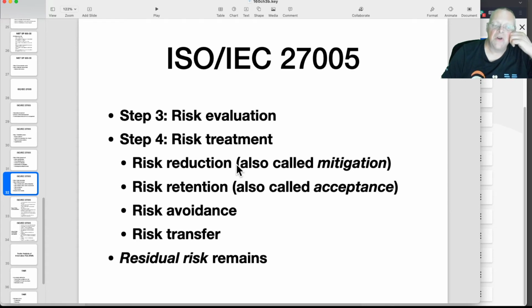You can do risk reduction, which is mitigation, where you do something to lower the risk. You can do risk acceptance, where you just let it happen, which they call retention. You can avoid it by changing your business so you no longer do the risky thing, or you can transfer the risk by somehow making it somebody else's problem.